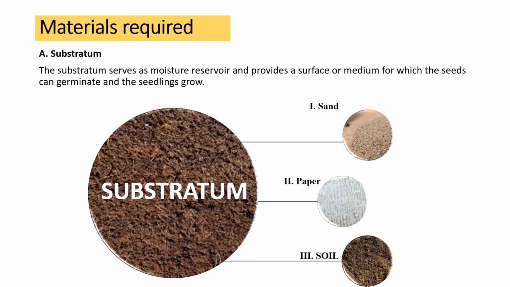Coming to the material required, what is substratum? It is a medium which serves as a moisture reservoir and provides a surface for the seeds, where the seeds can germinate and seedlings can grow. It can be of 3 types, especially when we are considering the seed germination test: sand, paper, and soil. So the substratum can be taken in these 3 forms.